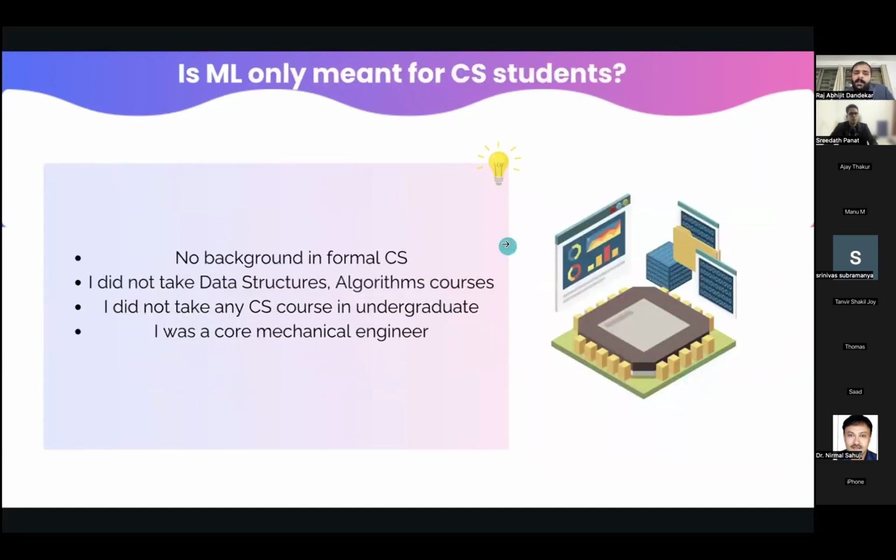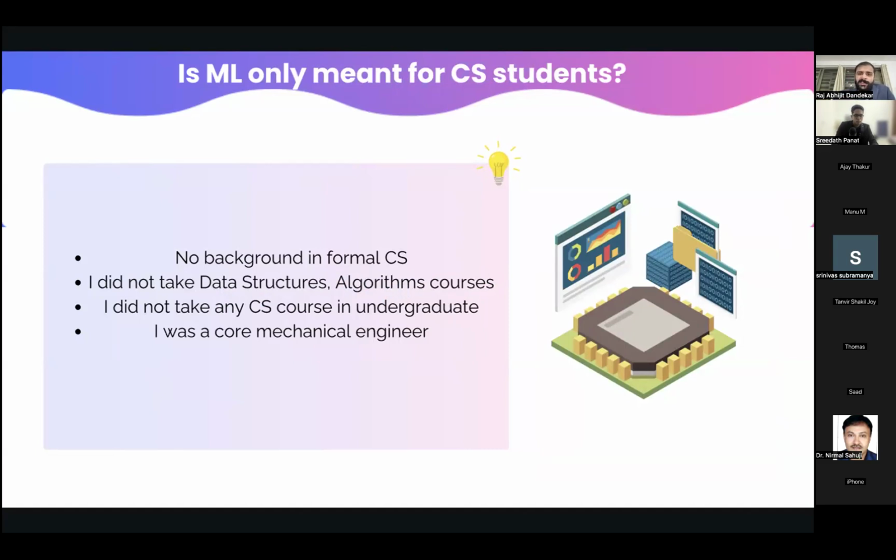So the first myth which I want to break is: is ML only meant for CS students? When I transitioned to machine learning, I thought that I would not be able to make this transition because I had not taken any CS course before. I had not taken a data structures and algorithms course. I had not learned about computer architecture the way it's formally taught in CS. I was a core mechanical engineer.